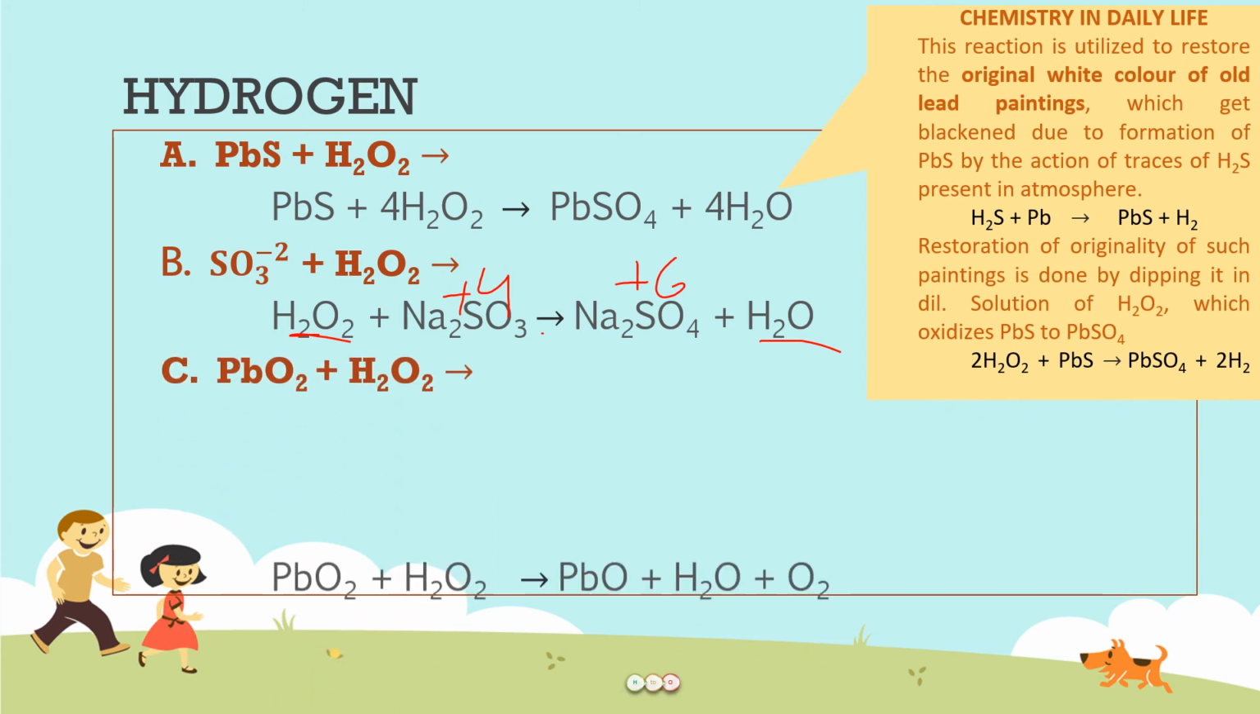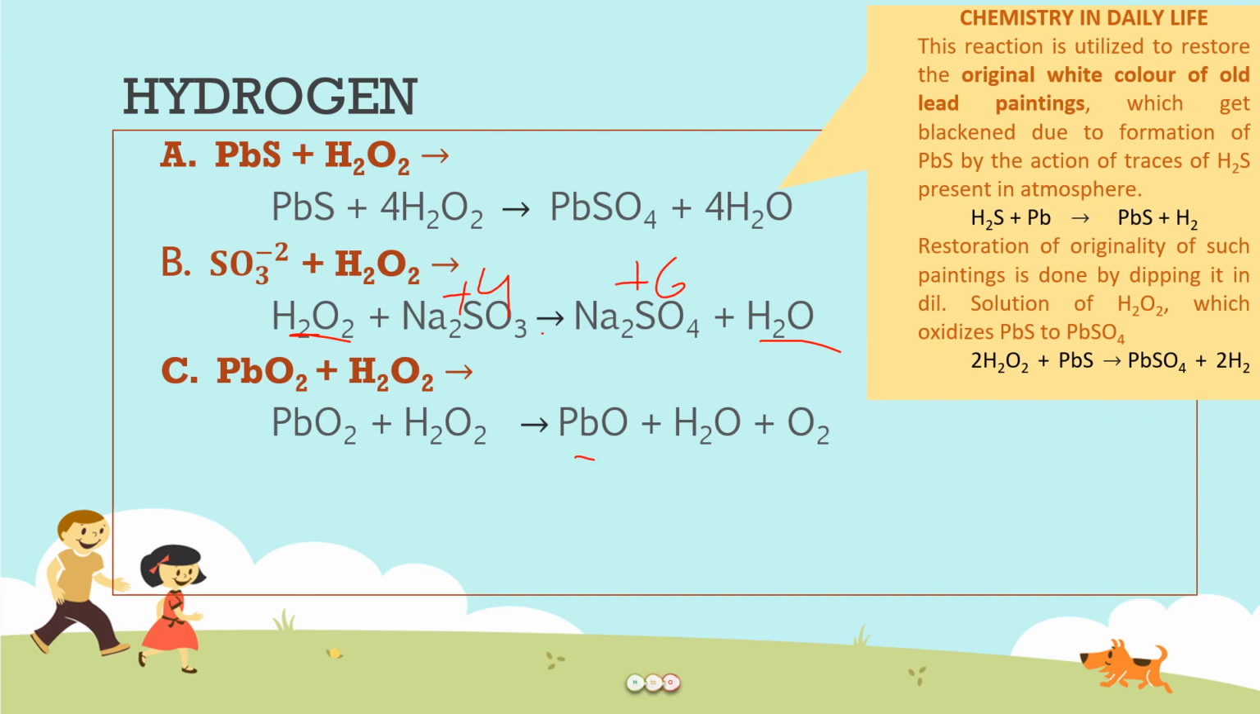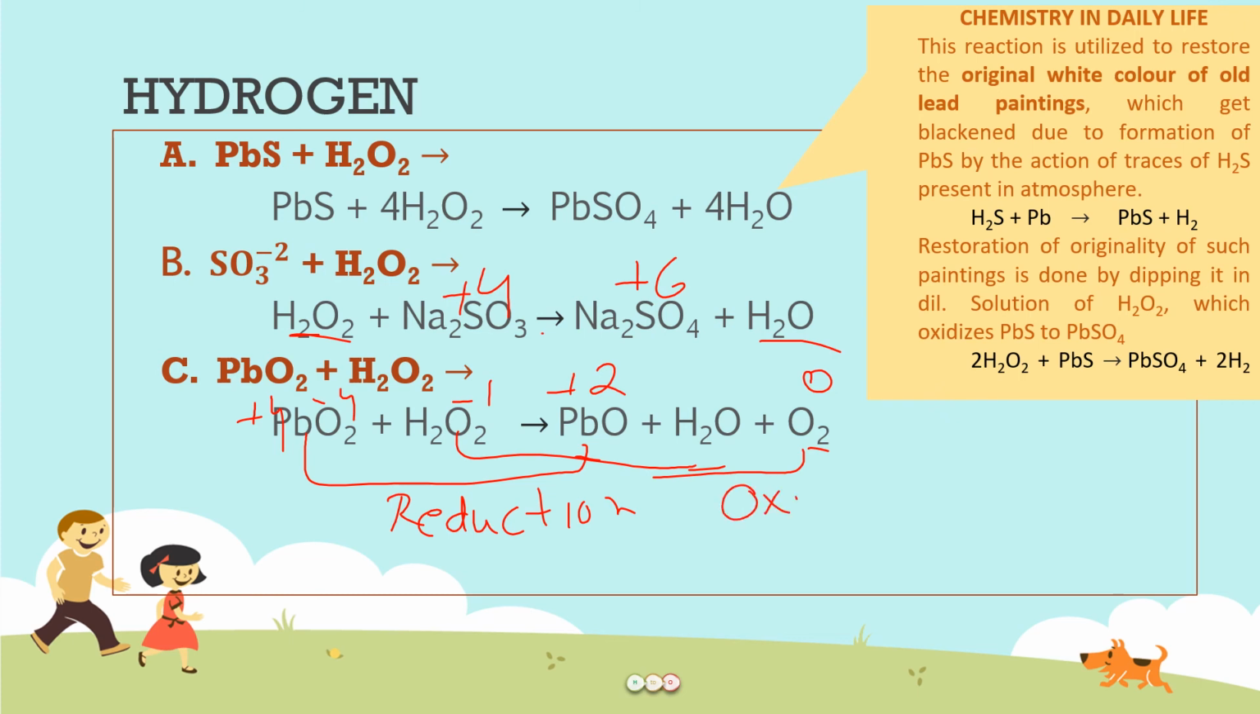Next, we have PbO2 plus H2O2. In this reaction, PbO, water and oxygen will be formed. Here, lead is in +4 oxidation state, and here lead is in +2 oxidation state. So it is a reduction that is taking place, and the reduction is being caused by H2O2, which means that oxidation of H2O2 is taking place. Here oxygen was -1, and here it is 0. So this is oxidation taking place, and H2O2 will be acting as a reducing agent. So this concept should be very clear.